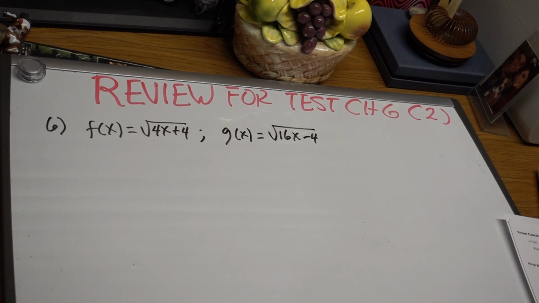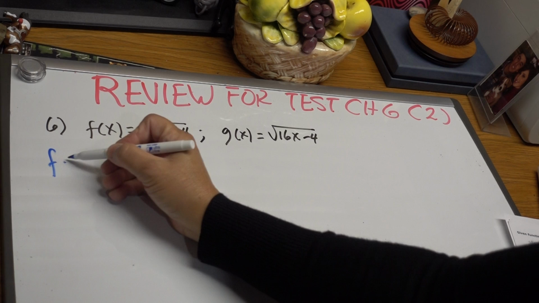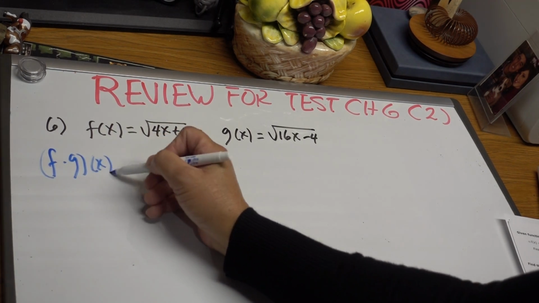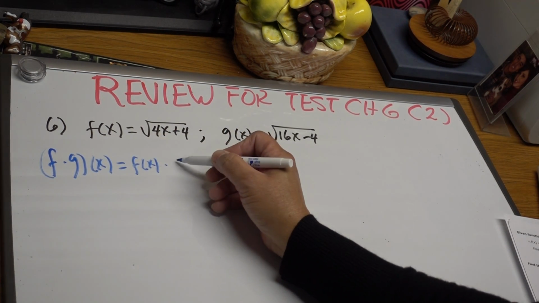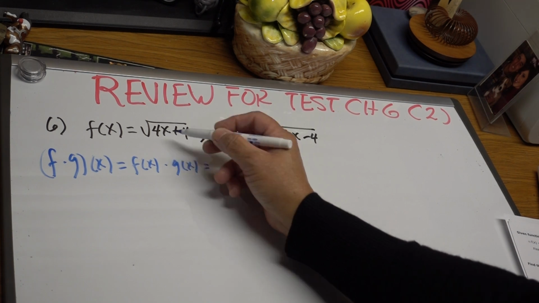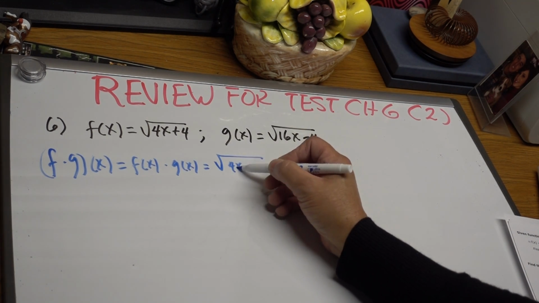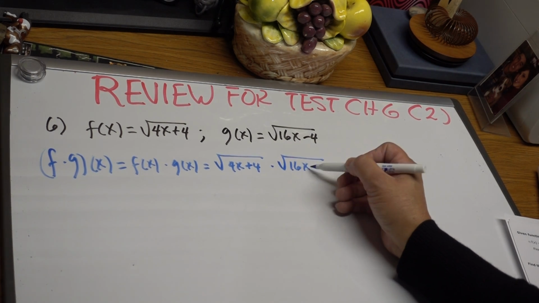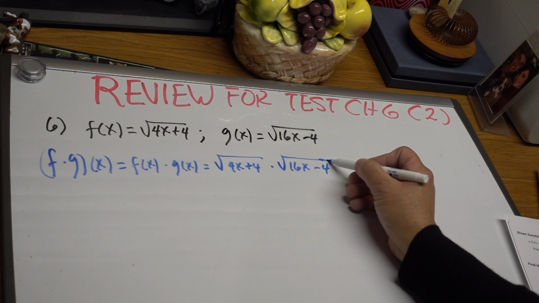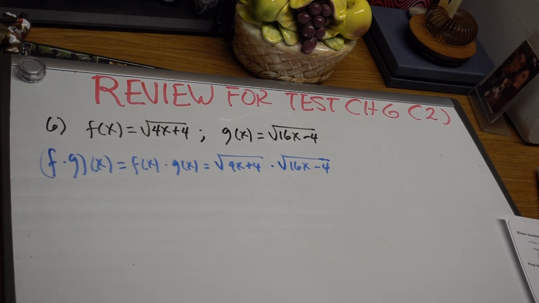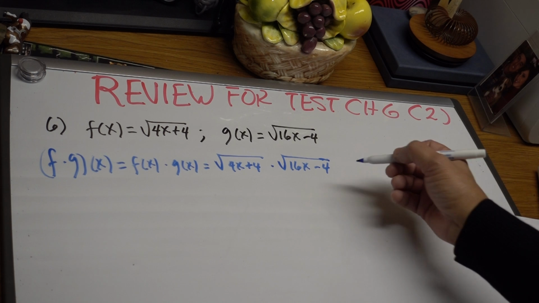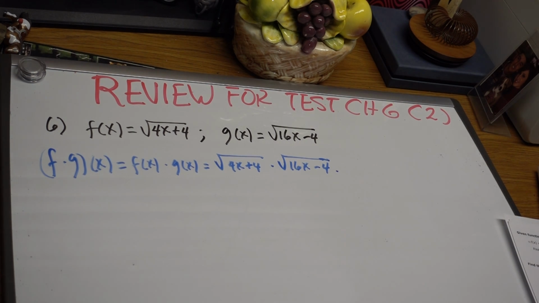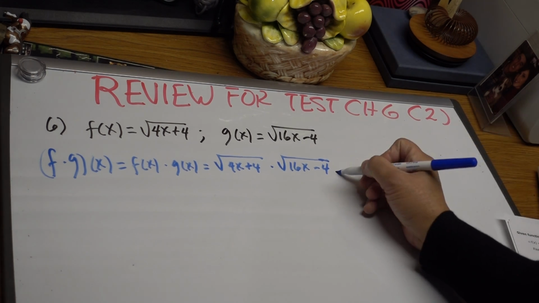Since we're looking for the product, f times g of x is f of x times g of x. And f of x is the square root of 4x plus 4 times the square root of 16x minus 4. So what we have been doing in this kind of problem is indicated that way. Now, in order to find the domain of this function, in this one they're not asking for the domain, so we're going to just leave it that way.